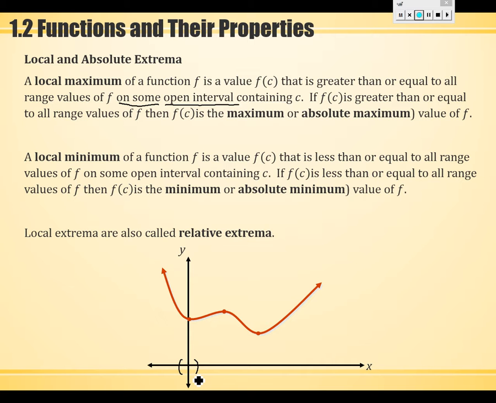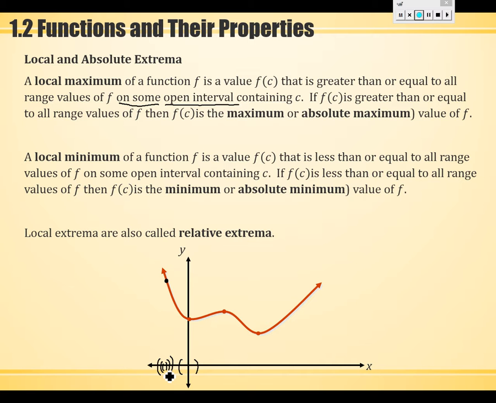So the key is the open interval containing the point, right? Because if you try to claim that this is a minimum, no matter how tight you make your interval, it will always contain points that have a y value greater than it, won't it? If it's an open interval containing that point, it'll always have values both less than and greater than here, right? So it's not a local extreme at all. That makes sense? But if there exists even one open interval that contains the point where it's the lowest value for y, then it's a local minimum.